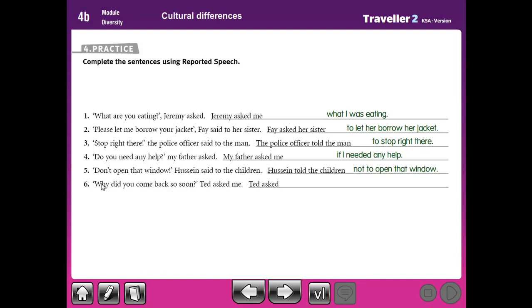So again, we start with why, then we remove did, we change you into I, then we put the past simple into past perfect. Past perfect is had plus verb 3. So had come: come, came, come. That's very good. This is the final sentence.